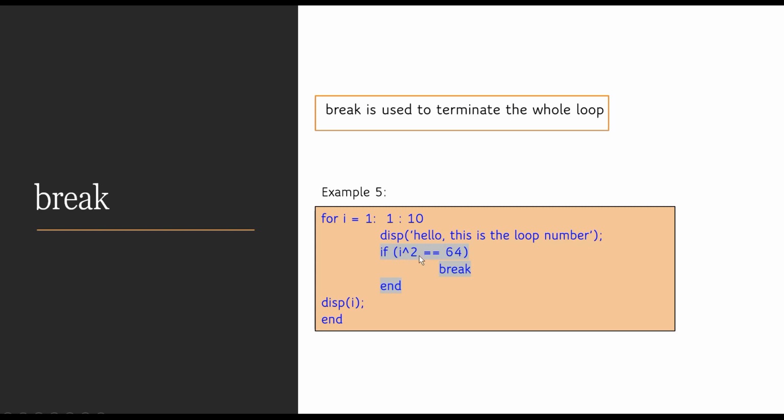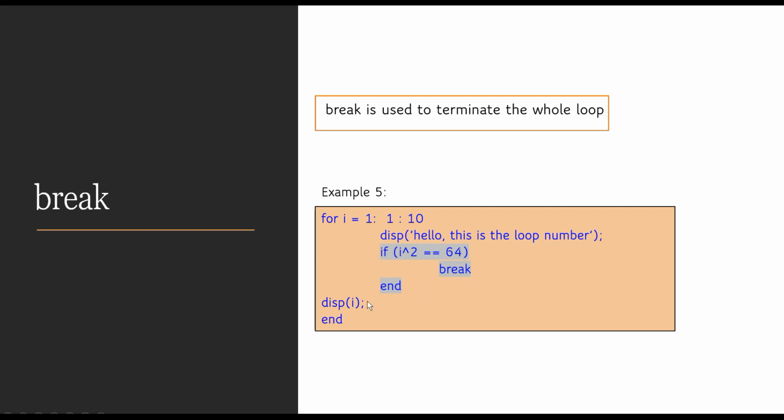We check if I square equals 64, then we are going to break. If we break, it means we are going to exit the for loop without proceeding with any other statements or any iterations. So this text is going to be written to the screen or the command window. Hello, this is a loop number. And then this code is going to check if I square equals 64. So 1 square is 1, so it does not equal 64. So this code is not going to run. This break here is not running when I equals 1.